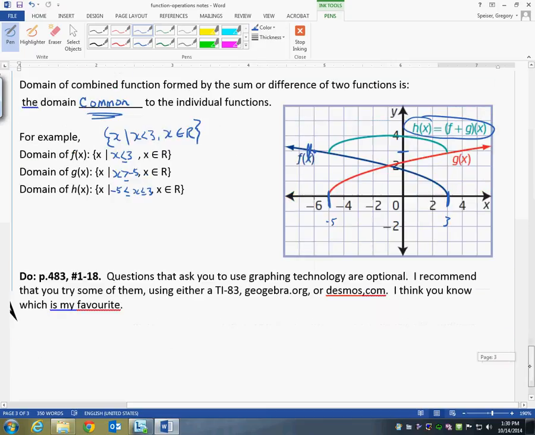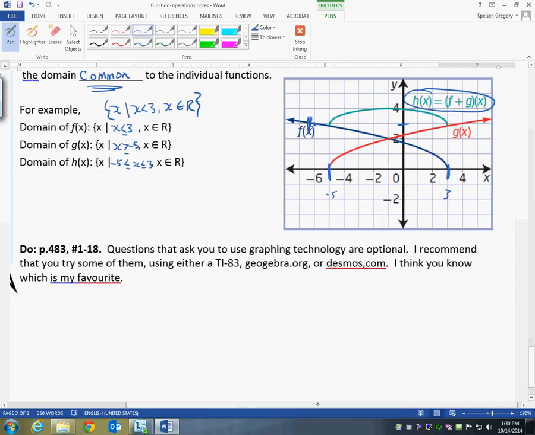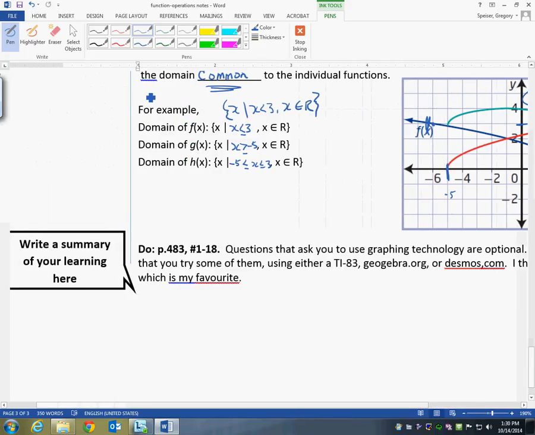So I would like you to take some time to go back to the margins here and write out the question, right? So how do you find the domain, or what's the domain of a sum or a difference? And this is the answer to that question. So write in some questions here, and you can summarize your learning there.